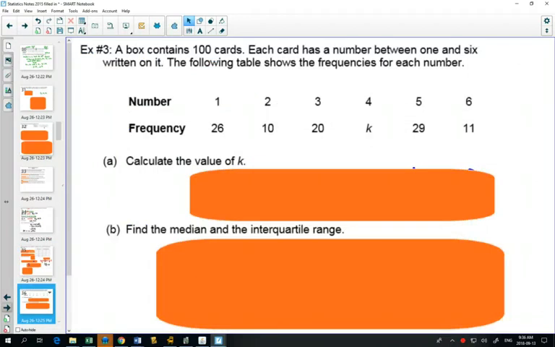A box contains 100 cards. Each card has a number between 1 and 6 written on it. And there are the frequencies of each number. How would you calculate the value of k? Add up all these values in which one? Like in the frequency? Add up all the frequency numbers. And what is it supposed to add up in total to?